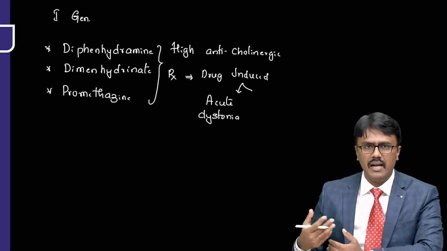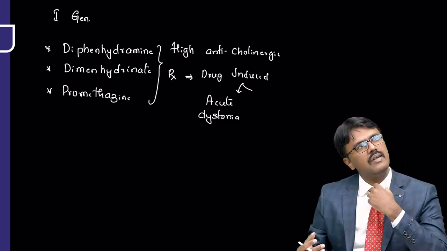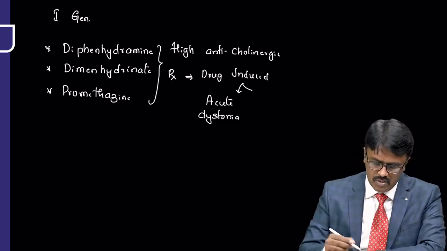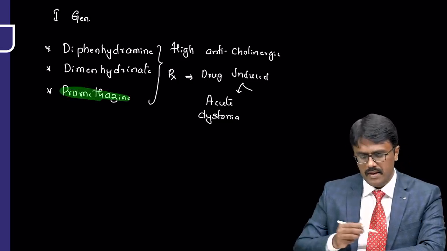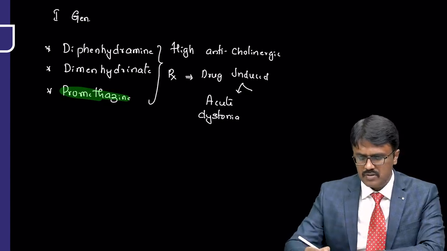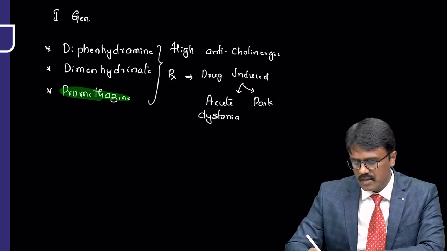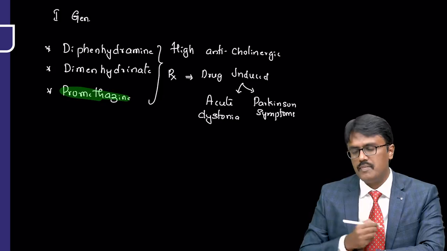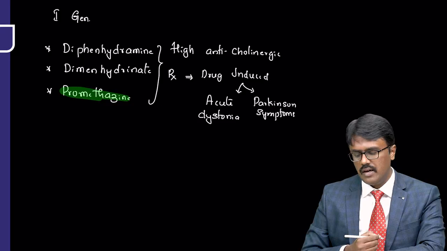For example, you gave an antiemetic, metoclopramide. When the antiemetic is given, suddenly the neck will turn to one side. Then you can reverse it, and the most commonly used antihistamine is promethazine. Many a time in the elderly, if you use drugs such as metoclopramide, they can also develop Parkinson's symptoms. So in these two conditions, the drugs can be used: drug-induced acute dystonia and Parkinson's syndrome.